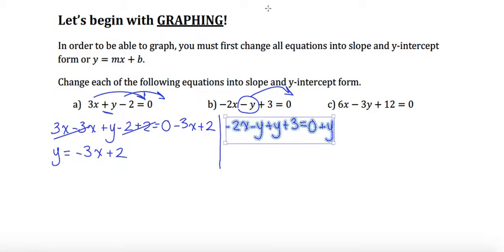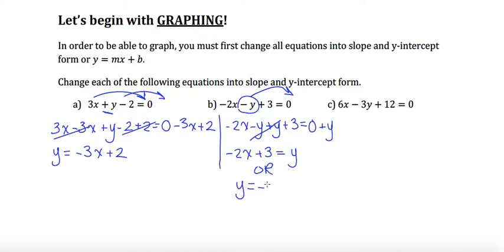My y's disappear from the left-hand side. So I have negative 2x plus 3 is equal to y. So same format, but it's just backwards, and that's fine. So you can leave it like this, or you could rewrite it as y equals negative 2x plus 3. Okay, whatever works best for your understanding.